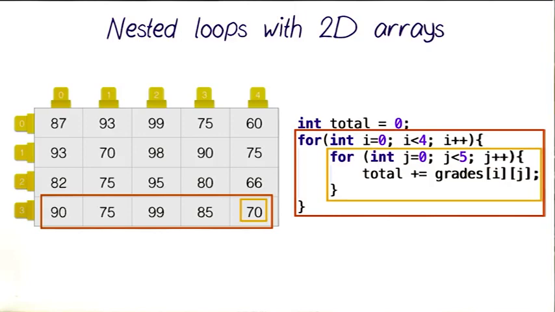Perfect. You can do a lot more than just add the numbers. You could, for example, try to find the minimum number and the maximum number in a two-dimensional array using this nested loop configuration.